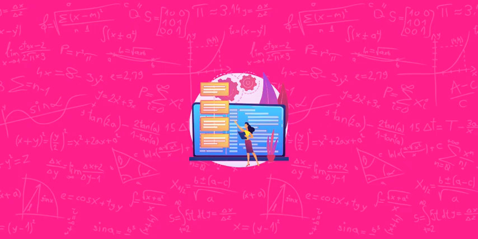Reduced return rates. This one might surprise you, but think about it. When your descriptions are super clear, you set the right expectations. People know exactly what they're getting, so they're less likely to be disappointed and send it back. Yeah, that makes sense. No surprises, no returns.